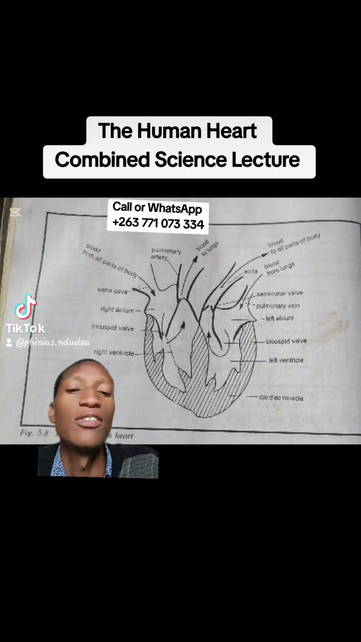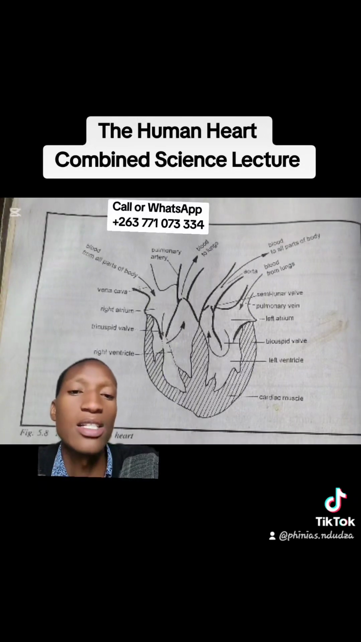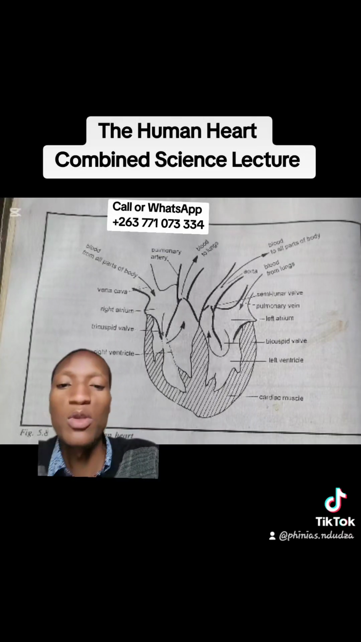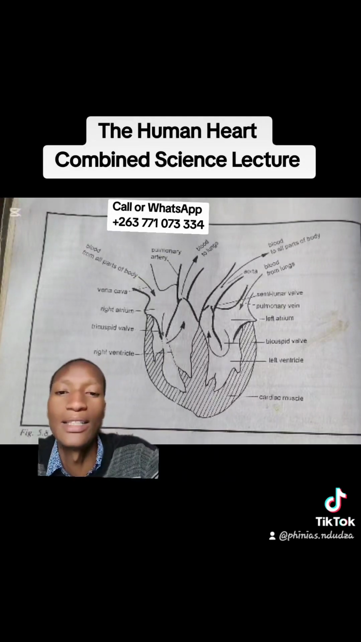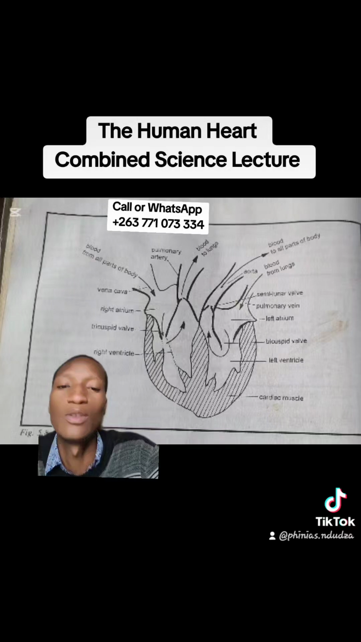Then in the left ventricle, after blood has been received from the lungs through the pulmonary vein via the left atrium, the bicuspid valve will open and allow blood into the left ventricle. And the left ventricle will pump blood to all parts of the body via the aorta. This is what happens. So most examiners, after this, used to ask individuals why a mammalian heart is called a double circulatory system.